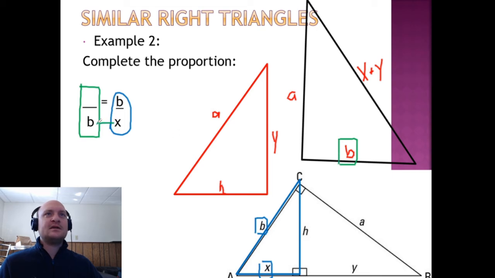compares to x. So x compares to b from the small triangle to the large one, but what compares to the hypotenuse b? Well, we have to go to the x plus y value here. Our answer to complete the proportion is the total length, x plus y.